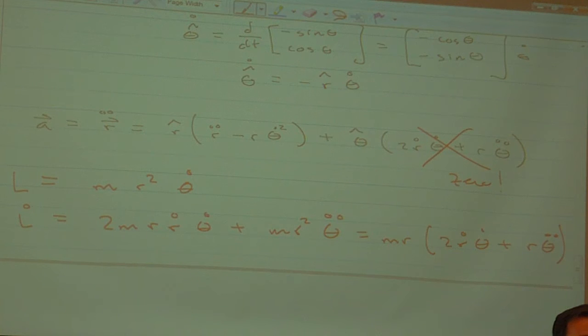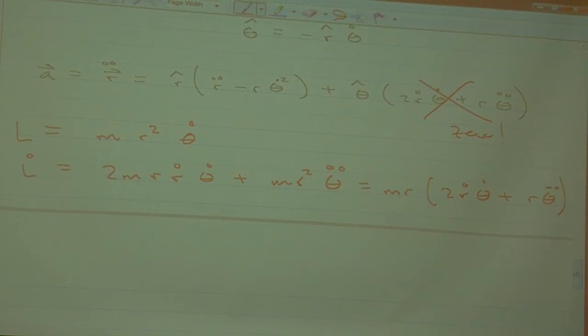Why? Momentum is conserved. Yeah, momentum's conserved, but I need to use this now. I just found a formula for the acceleration. You don't want to have an acceleration in the angular direction. Why not? Because there's no force in the angular direction.